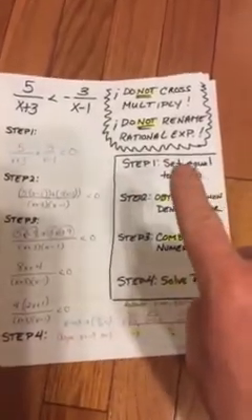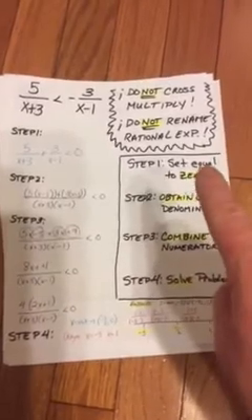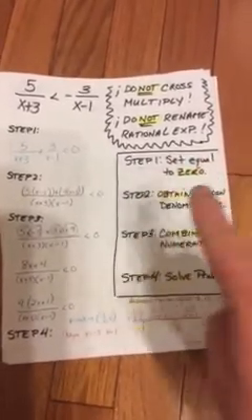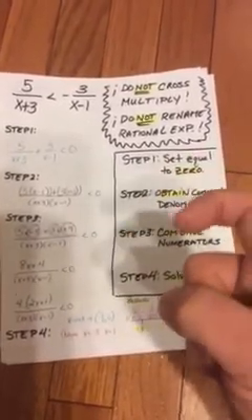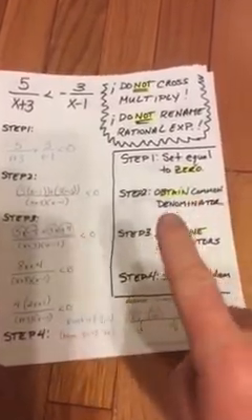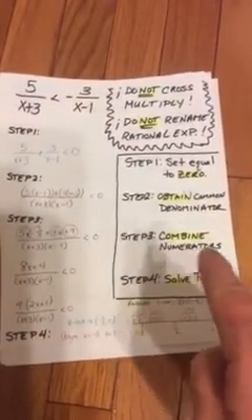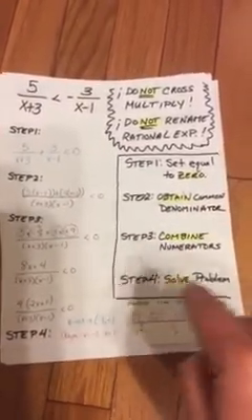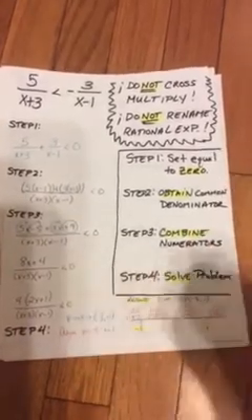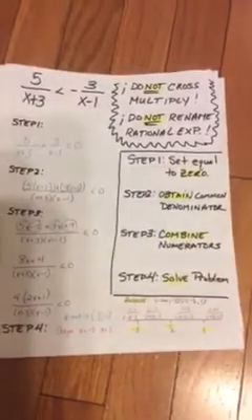Step 1, I understand that it says set equal to 0, and it's an inequality, so it's not technically equal, but you understand the process of what I'm doing. We want to get everything on one side and the 0 on the other. Second thing we do is obtain a common denominator. Third, we combine the numerators, and fourthly, we solve the problem. This is the most innocuous, but it also kind of takes care of itself after that.